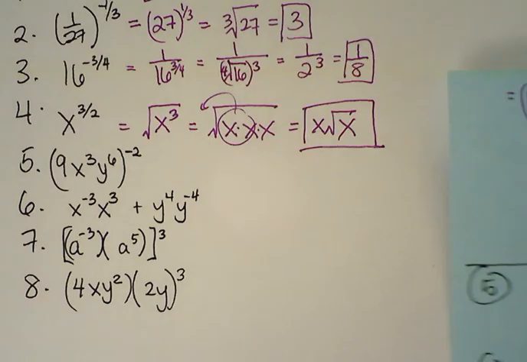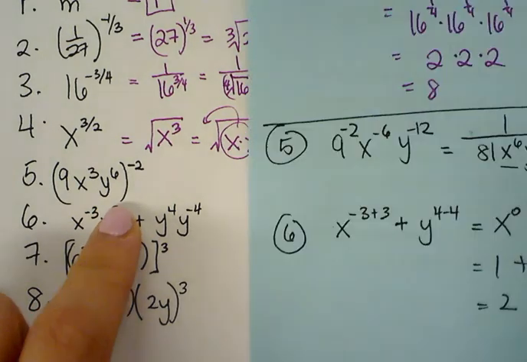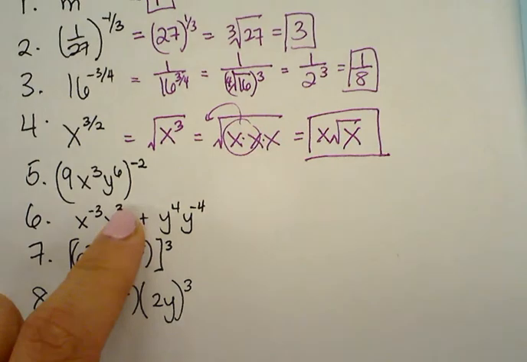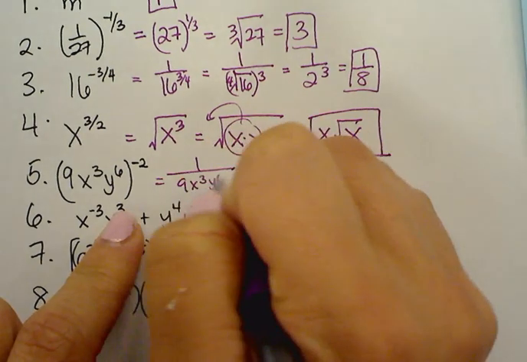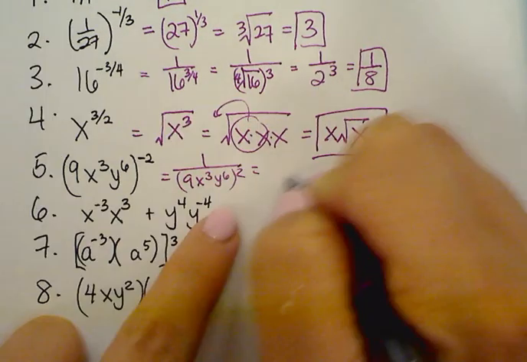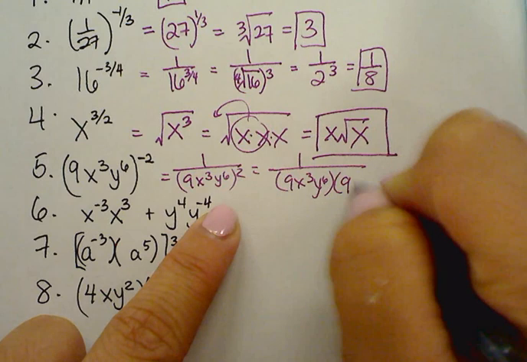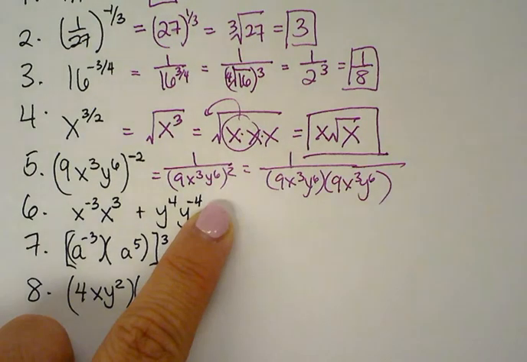Okay, so remember, Fatima. You guys, stop talking, please. Fatima, remember, you could do 1 over 9x cubed y to the 6th squared. And remember, you could always expand it. It's 9x cubed y to the 6th. Stop talking. Nobody should be talking except me right now. Okay? And then you would add, it's x to the 6th, y to the 12th. Just leave it.